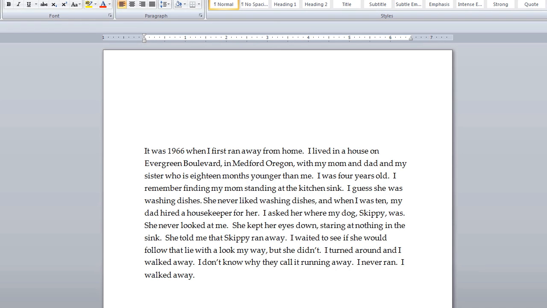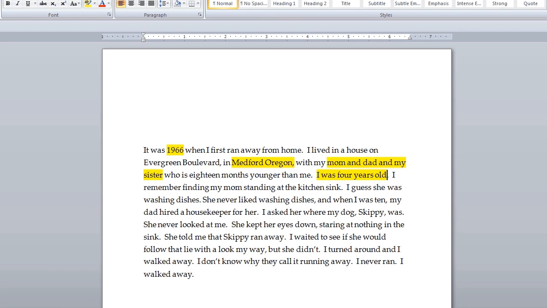Does this paragraph have sufficient detail? It starts with the year, and the next sentence provides a location and additional characters. Then there's a bit of a shocker. The writer tells us he was 4 years old when he did all this. Kind of young to be running away from home.